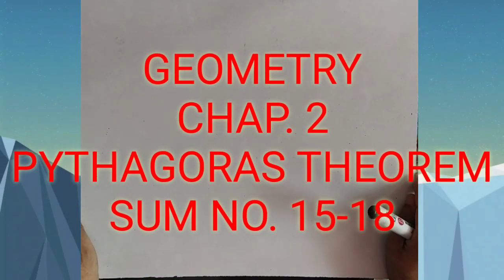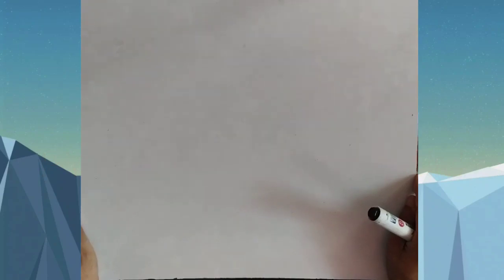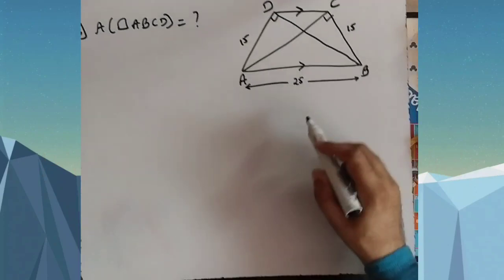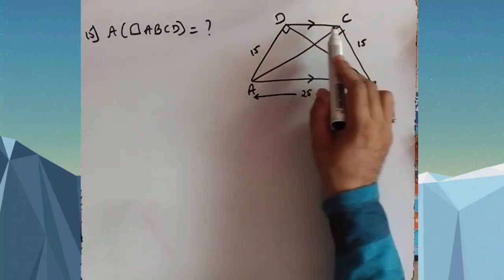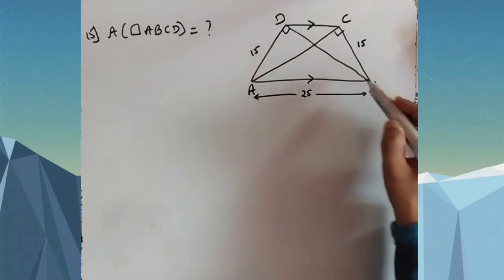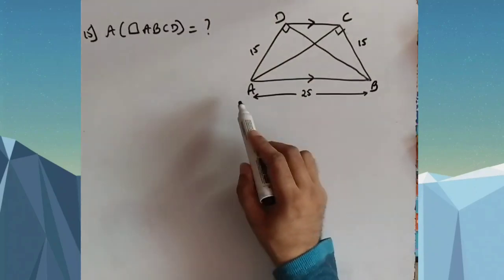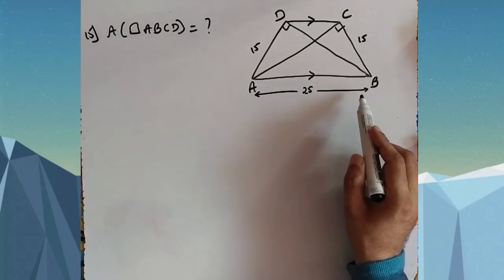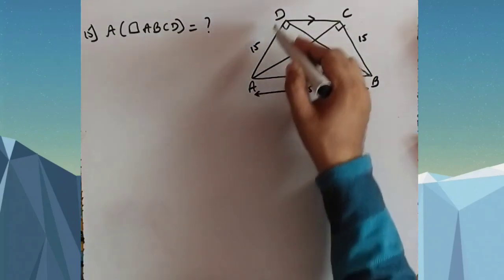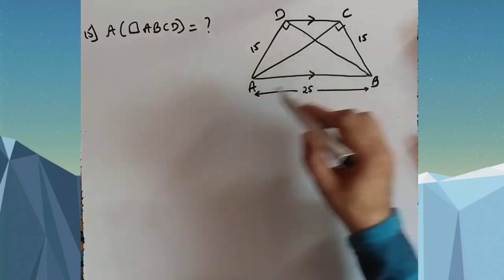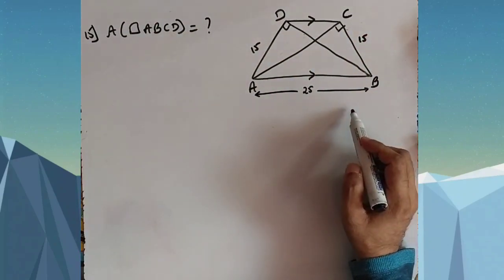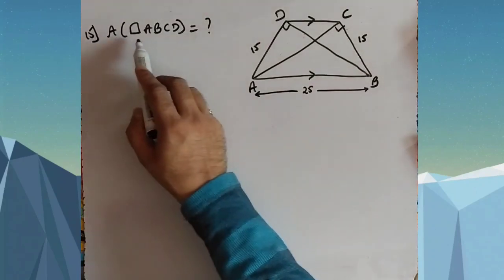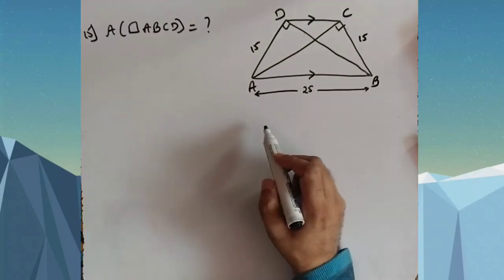In this video we will be solving sum numbers 15, 16, 17, 18 of the problem set. In trapezium ABCD, AB is parallel to DC, AD and BC are 15, AB is 25, BD is perpendicular to AD, AC is perpendicular to BC. All this information is given and we want to find the area of this trapezium ABCD.